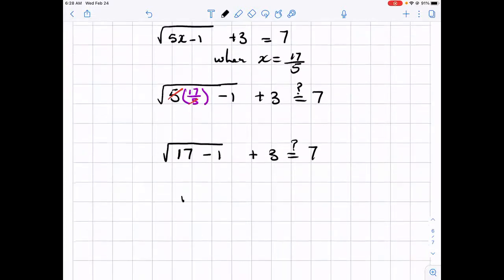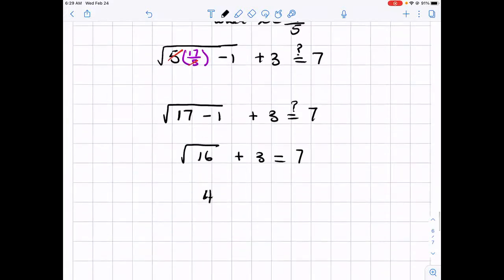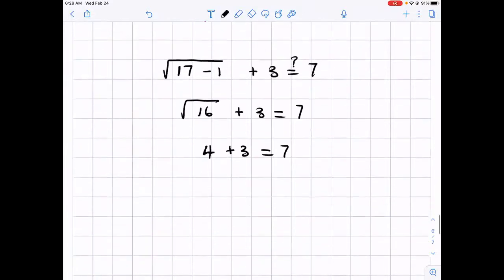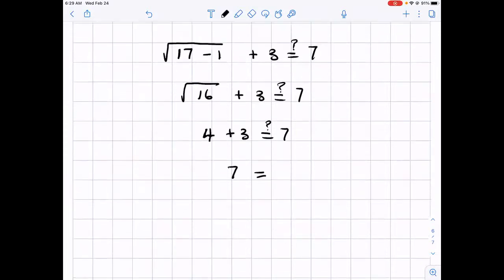So 17 minus 1 on the radical becomes 16. And the root of 16 is 4. And 4, we leave with the question mark. 4 plus 3 is 7. 7 is equal to 7, so it checks.